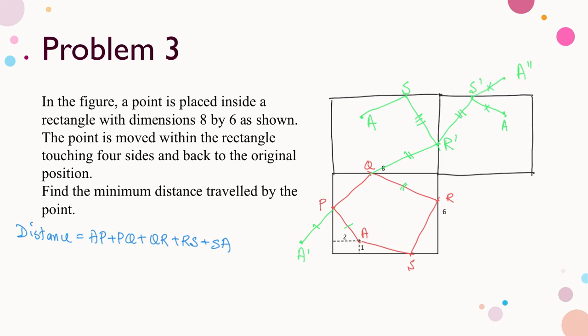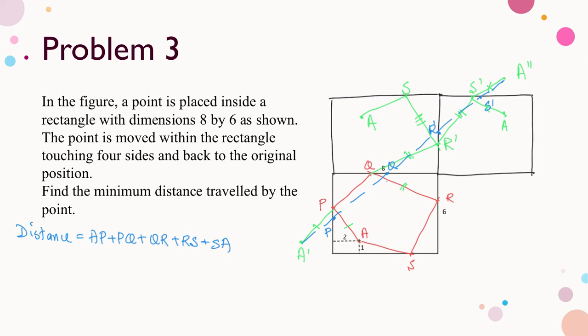As A is a fixed point, so are its images A prime and A double prime. P, Q, R, S are variable points. Move them so that A prime and A double prime form a straight line. The distance between A prime and A double prime gives the minimum value for the answer.